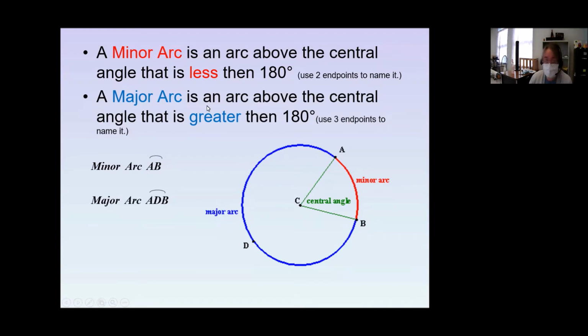A major arc is an arc that is above a central angle, so this is also a central angle over here on the other side of C. And it has to be greater than 180 degrees. We have to use three endpoints to name it because our default is to go the shortest distance. But if we want to make sure that you understand that this is the major arc, which is the blue part of this circle, we need to have 3 points so that you know to start at A and go around the circle to D and then finish at B, and that's the length of that whole arc.